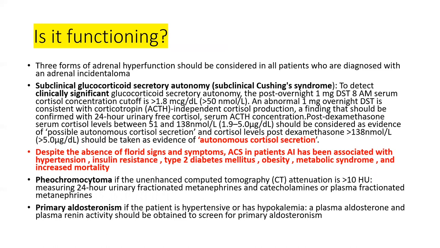If it is not suppressed, then if we have a value, for example, of around 51 to 138, that can be considered as possible autonomous cortisol secretion. If the value is clearly more than 138 nanomole per liter, then this should be taken as evidence of autonomous cortisol secretion. So subclinical Cushing syndrome is now called ACS, also referred to as autonomous cortisol secretion.